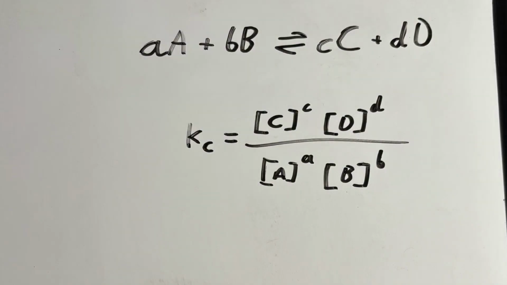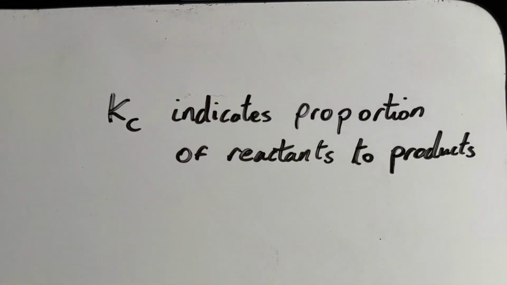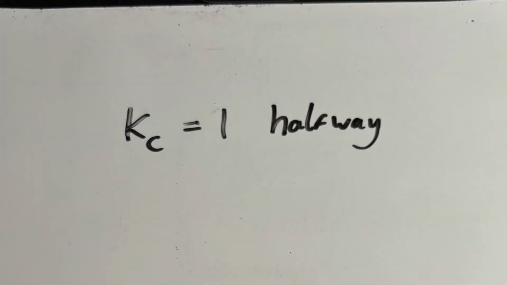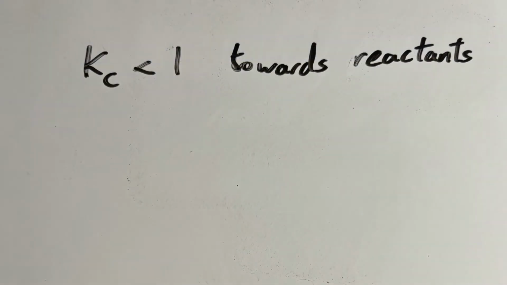And now we need to work out something called the equilibrium constant, and you work that out as you can see here. Now when writing the expression for this, you always want to use square brackets, because square brackets is chemical shorthand for concentration of. Now the equilibrium constant indicates the proportion of reactants to products, and so its value can help us guess where the equilibrium is. Now if the equilibrium constant is equal to about 1, you can guess that the equilibrium position is about halfway. If it's greater than 1, you can guess that the equilibrium shifted towards the products, and if it's less than 1, you can guess that it's shifted towards the reactants.